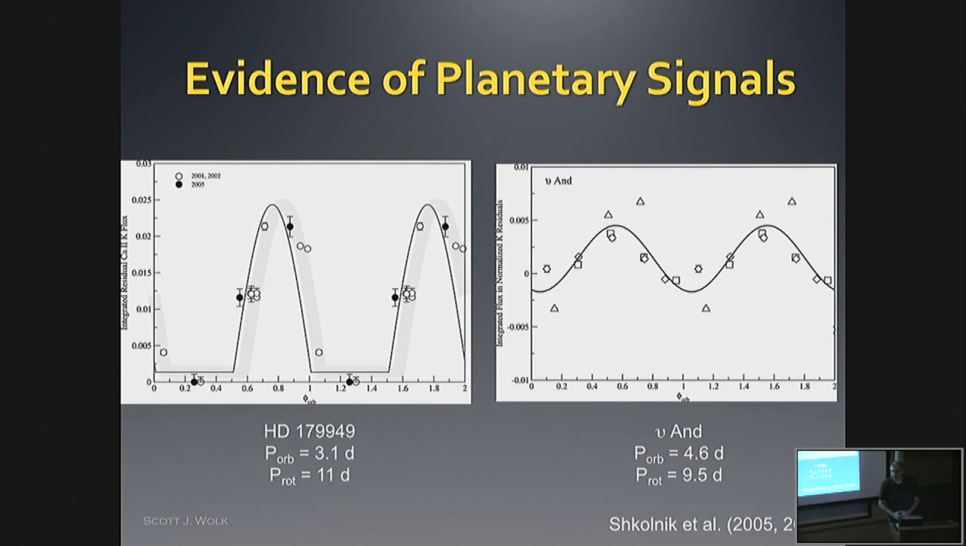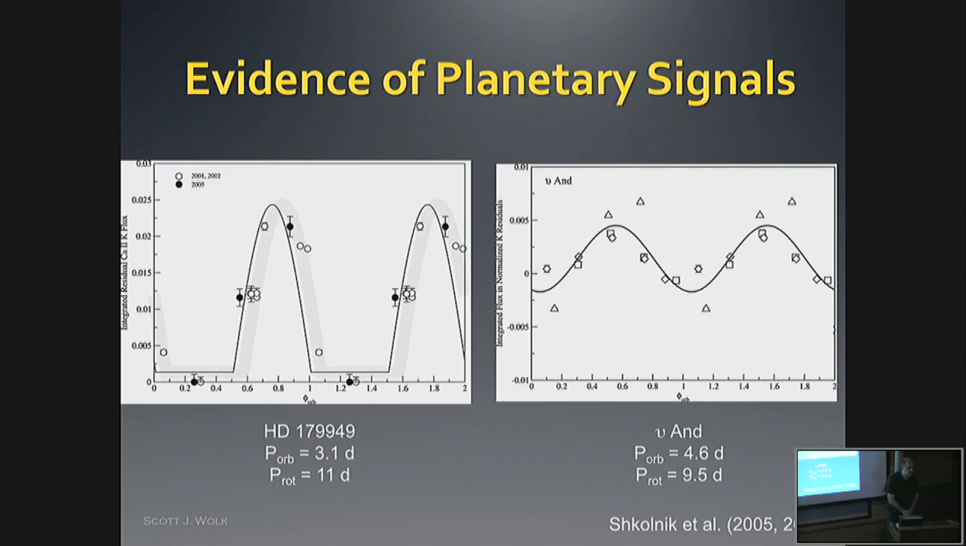So what's the evidence for this? 10 years ago now, Evgenia Shkolnik looked for changes in this H and K line flux from a couple of nearby systems, HD 179949 and Upsilon Andromeda. And in both of these cases, she was able to identify flux changes in the line with the orbital period of the planet. So if you put this on sort of the 10-day time scale, nothing's phased, but it phases with the orbital period of the planet.